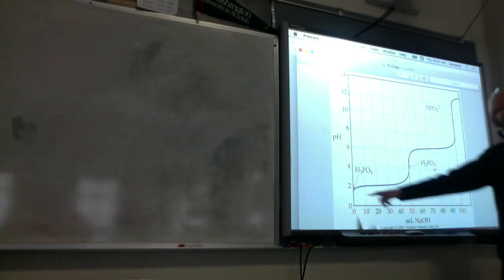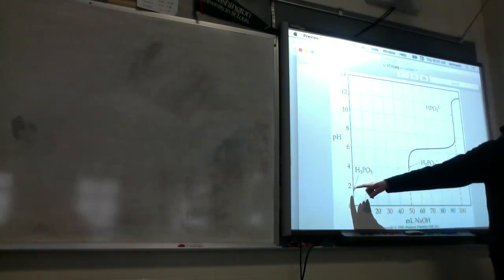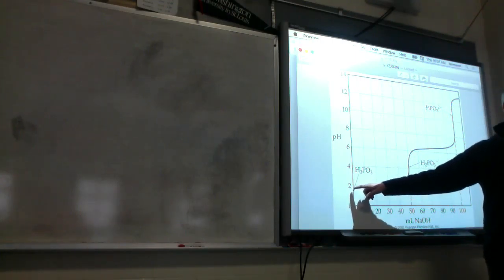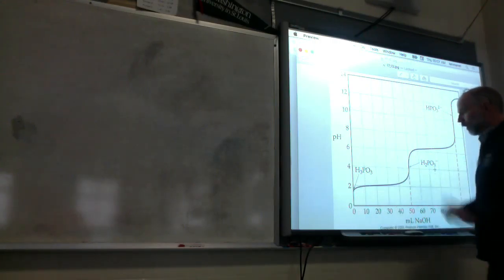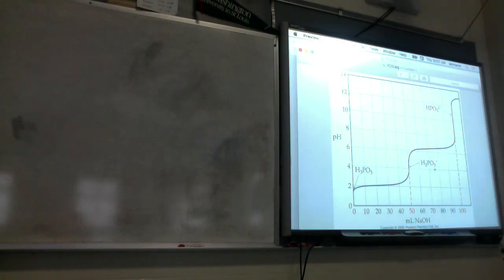Anyway, this is a triprotic acid. Once again, initially we recognize that it's a weak acid because its initial pH is higher than 1. And then we get our little maximum buffering region. Where is pKa equal to pH? Where is pKa equal to pH? At about what volume? 75-ish. For the first hydrogen.